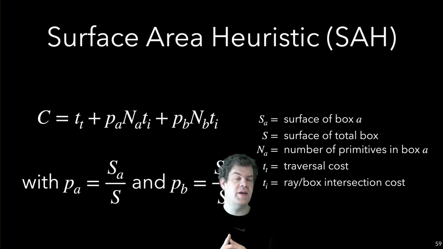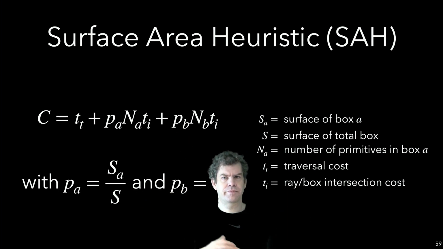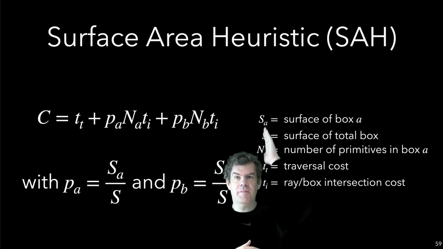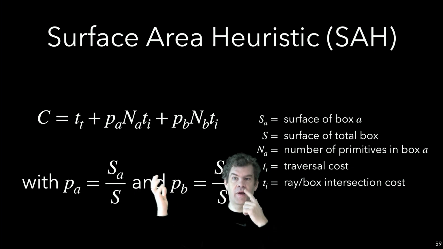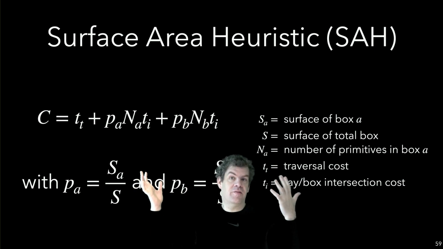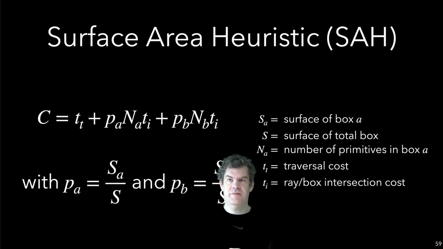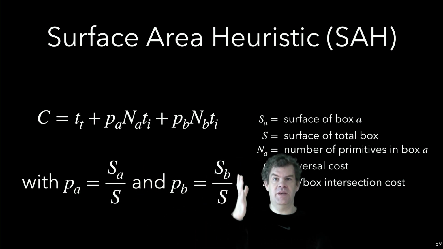What's the probability I end up in the left or in the right side? And this is where heuristic comes in. So this is where it is not accurate. It's just a guess, an educated guess. That's what heuristic means, right? And I can approximate those probabilities by the surface area. That's why it's called surface area heuristic. And how do I approximate them? It's simply SA divided by S and SB divided by S.